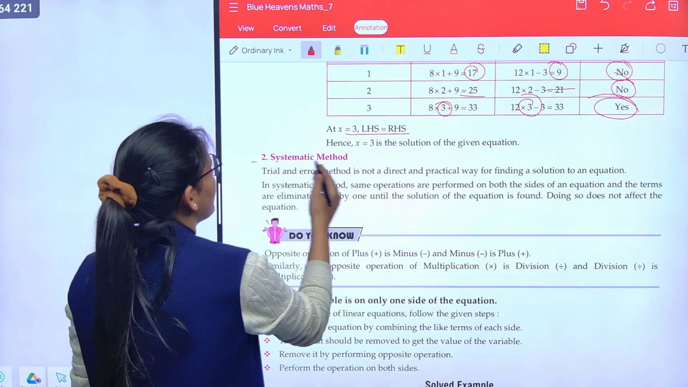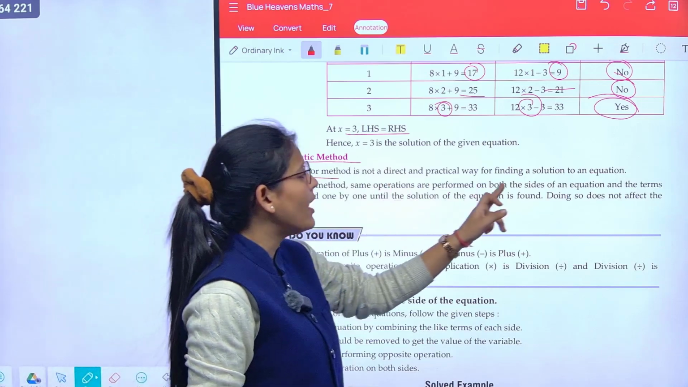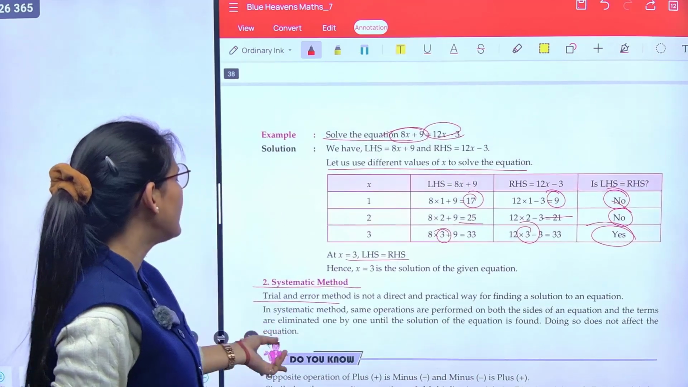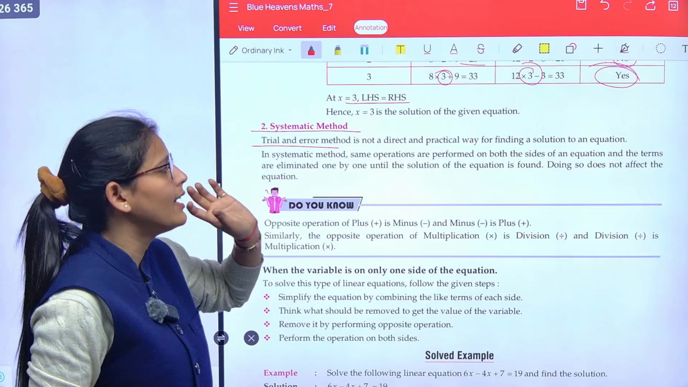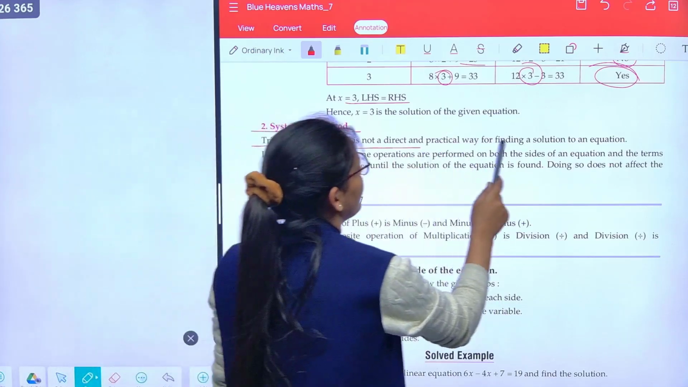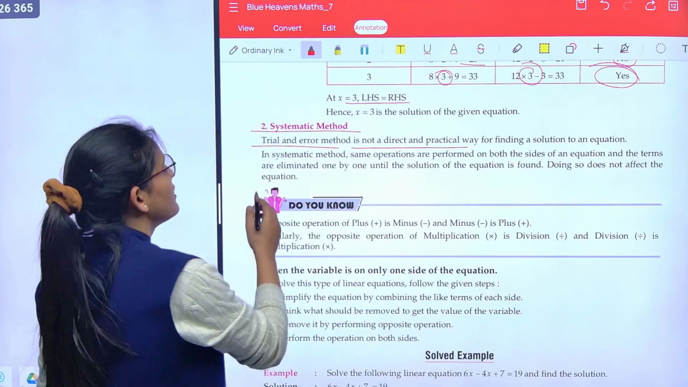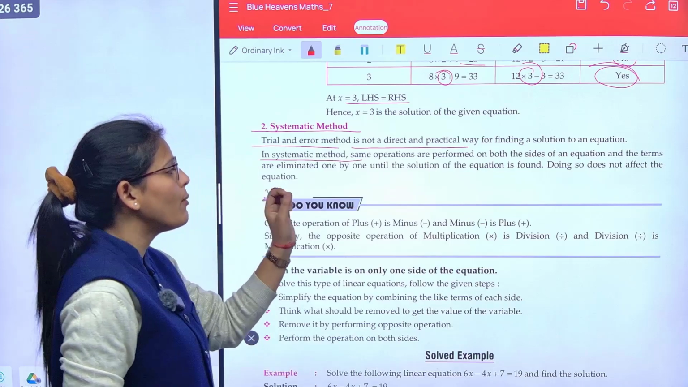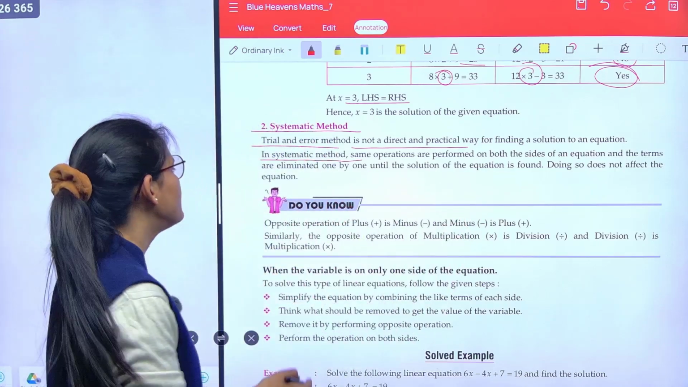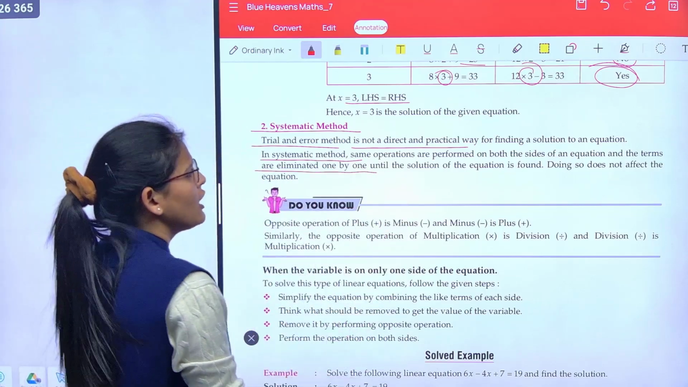Now class, trial and error method is not a direct and practical way of finding a solution to an equation. Class, this method is not a practical way, we cannot do it directly. It is not a direct and practical way for finding a solution of an equation. Then in systematic method, same operations are performed on both the sides of an equation and the terms are eliminated one by one until the solution of the equation is found.